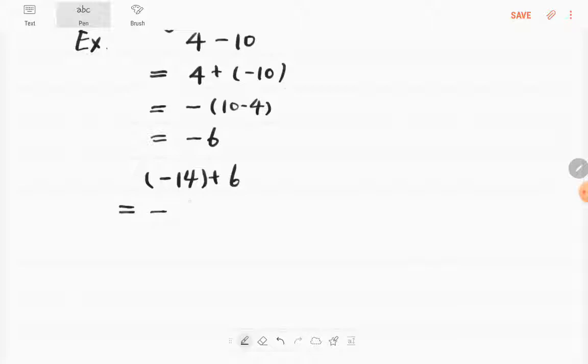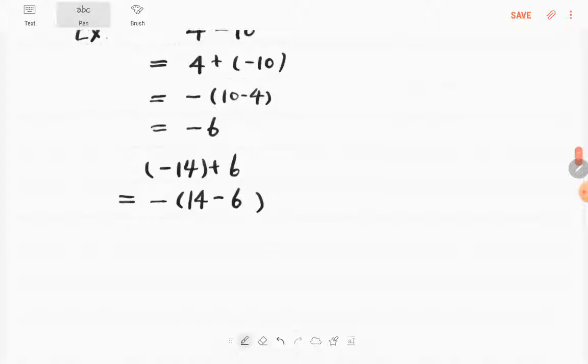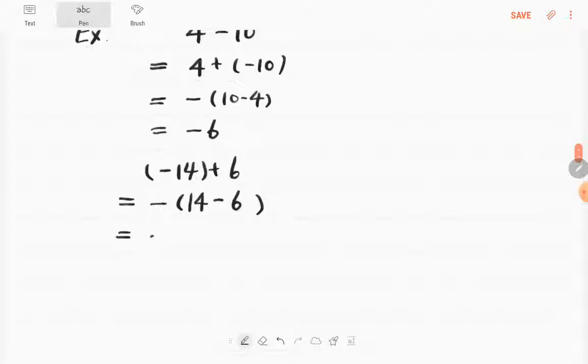Then we only need to get the difference between the two absolute values. Negative 14 has the absolute value 14, and the absolute value of 6 is just 6. So we keep the negative sign. Then we find the difference of the two absolute values. So this time we have negative 8.